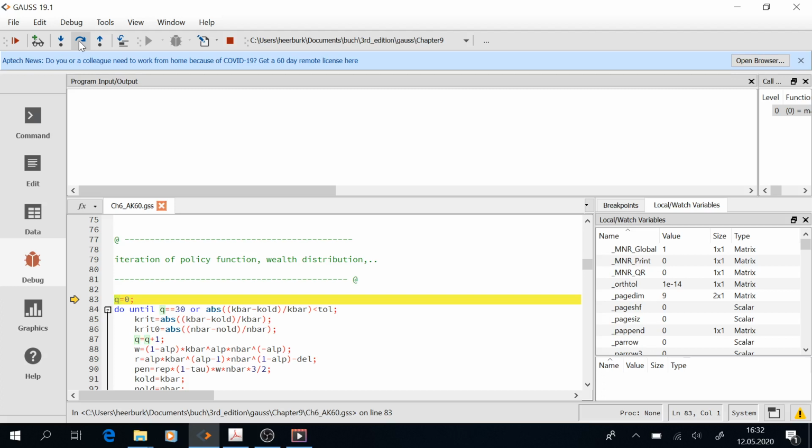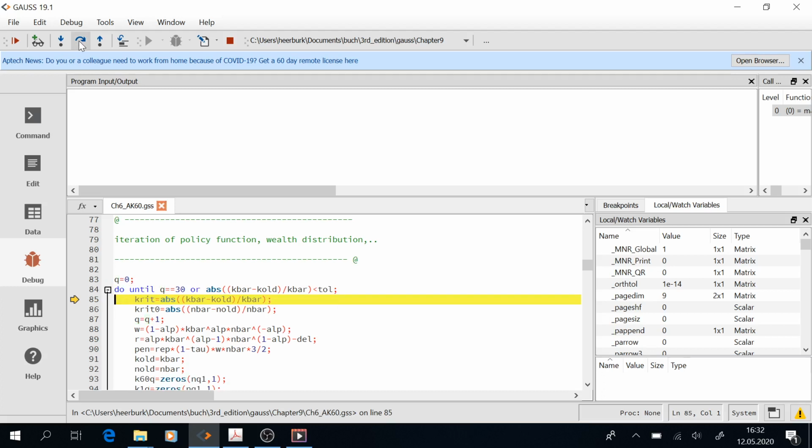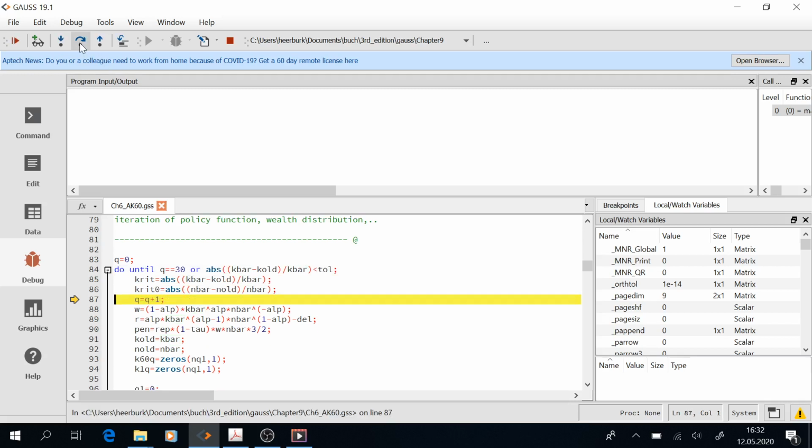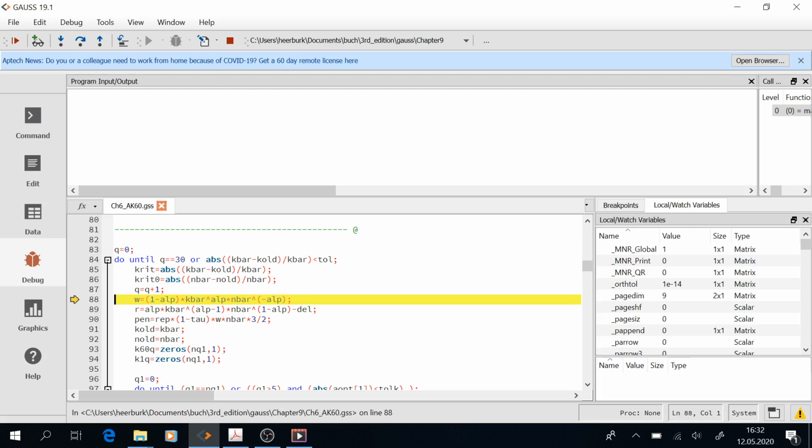Okay, now we get into the iteration over the aggregate capital stock and the policy function. This is the outer iteration where we stop once the aggregate capital stock does not change by more than 0.01%. That's our accuracy for the aggregate capital stock, and this is stored in crit and crit0 for the capital stock and aggregate employment respectively. And we have a maximum number of iterations of 30.